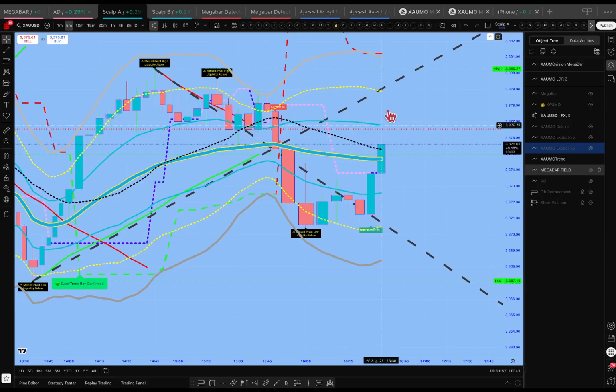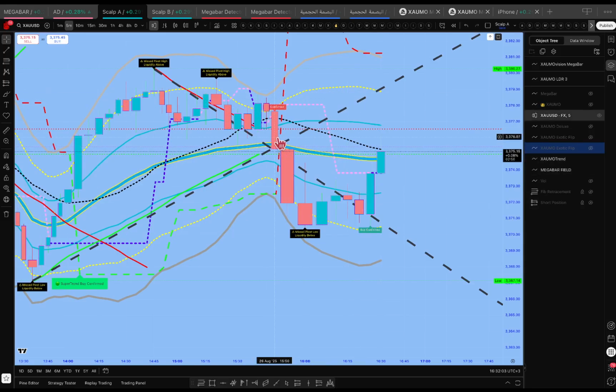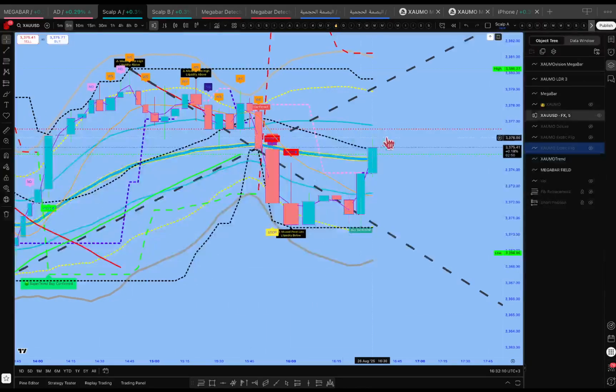If we cross that VWAP 1, our next target will be here, where we have strong targets and strong resistance, because that's the trend line. And then we can add the megabar. That's another indicator; I'm not going to show you how it works. That's the liquidity high and that's the liquidity low.